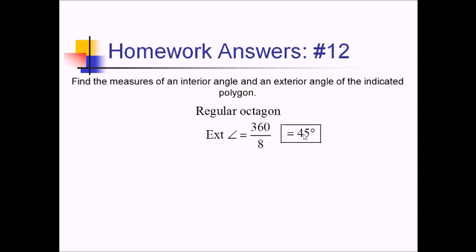So now once we've got an exterior angle, every exterior angle is supplementary, adds up to 180 with its corresponding interior angle. So to get the interior angle right next to this exterior angle, we just have to do 180 minus 45, which gives us 135.